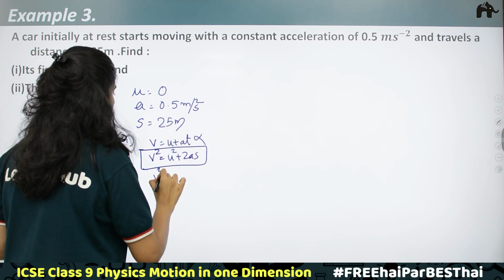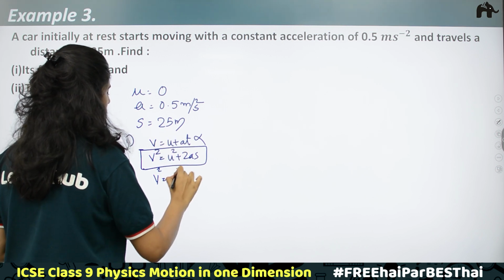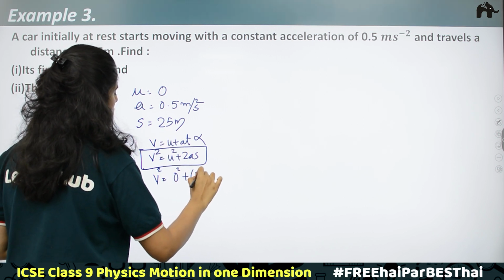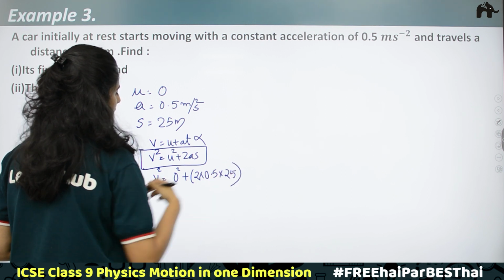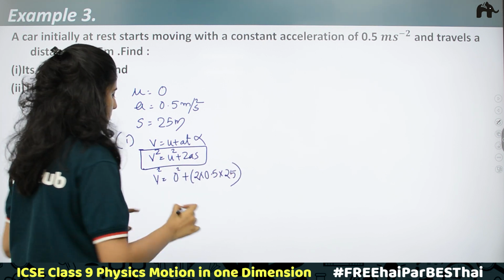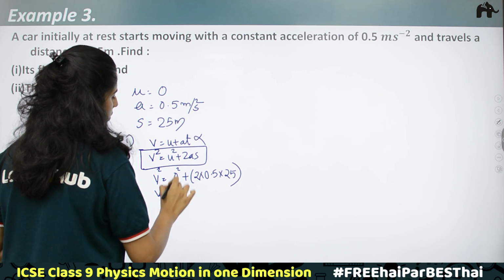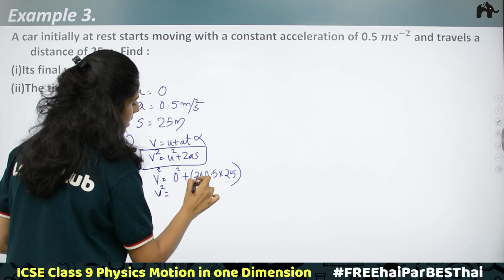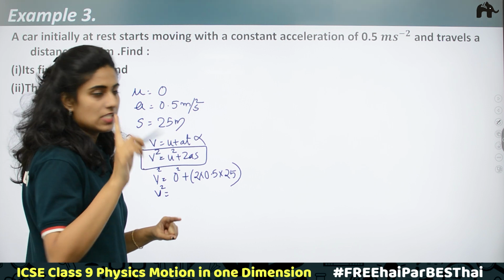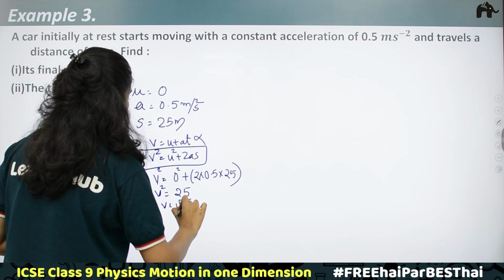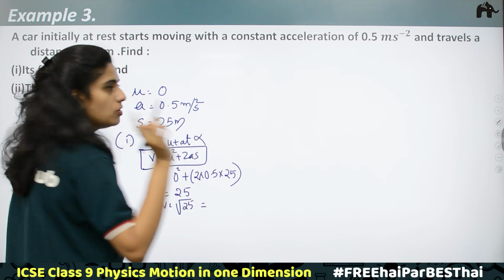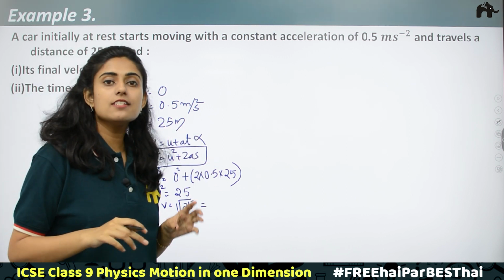So v square will be equal to u square, which is 0 square, plus 2 into 0.5 into a, s, which is 25. Okay. So v square is equal to, 0 square can be removed. Then 2 into 0.5 is 1. Then you have 25. So v is equal to root of 25. Root of 25, we have two values, positive 5 and negative 5.